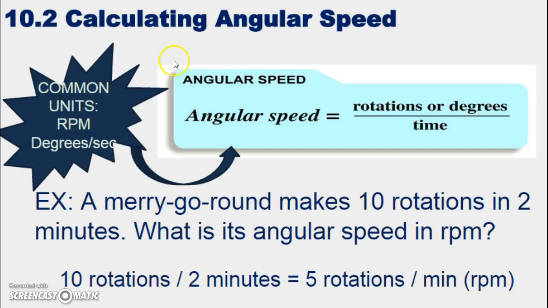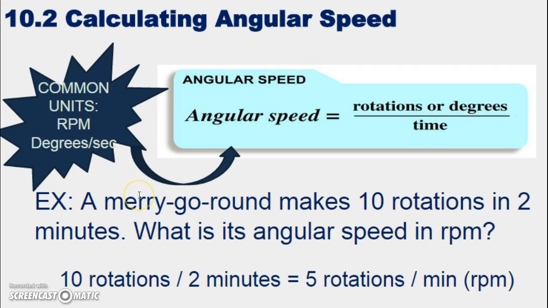So, calculating angular speed. The common units are RPMs, rotations per minute or revolutions per minute. And sometimes it can be defined as degrees per second as well. So angular speed is going to be the rotations or the degrees divided by the unit of time.